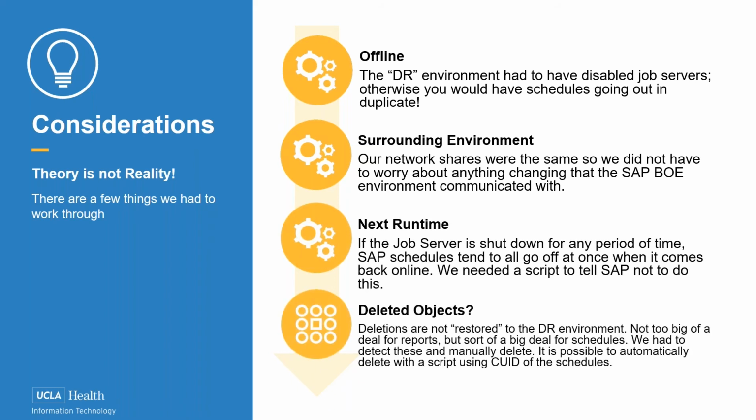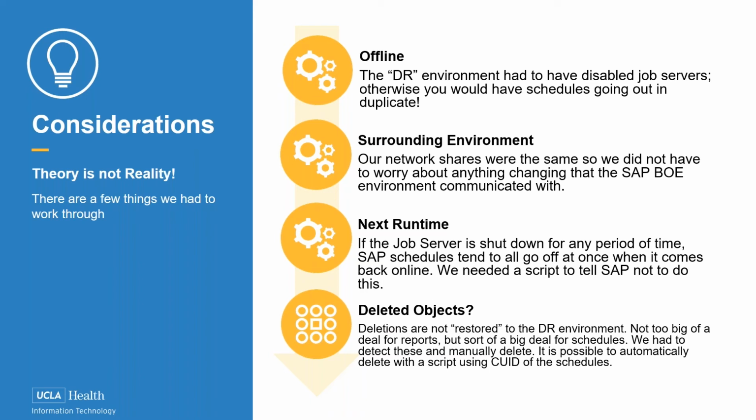Now, the last two items I want to touch upon here are the real things that we had to work through. So, next runtime. Most of you may know that your job server is responsible for running schedules, right? We have tons of schedules running on a daily basis. If you turn off your job server for any period of time, what happens when you bring it back online is any of the schedules that haven't run that day go ahead and kick off immediately. Now, that's a good thing, right? But let's say your job server is down for months because guess what? It's your offline DR environment, right? Well, the problem is if you just fire your job server back up, it will literally kick off all of your schedules, monthly, weekly, everything that hasn't run for 6 months suddenly begins to run and execute.